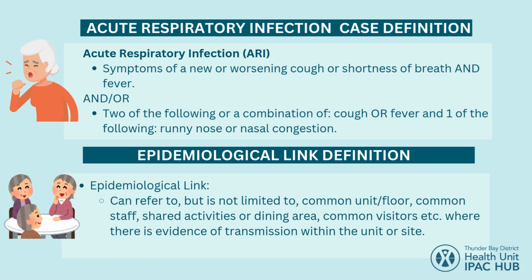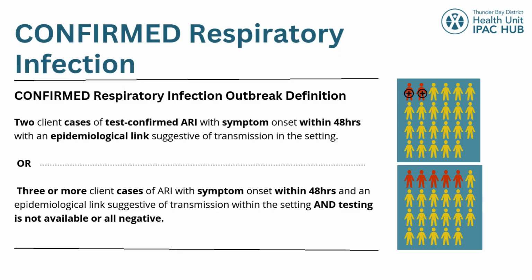It should be noted that elderly people and those who are immunocompromised may not have a fever response to respiratory infection. And that's why the second part of the definition was created, because then you could have a cough and a runny nose, or you could have cough and nasal congestion without fever being required as it is in the first part. So an epidemiological link can refer to, but is not limited to, a common unit, floor, common staff member, shared activities or dining area, a common visitor, or anywhere that there is evidence of transmission within the unit or site. A confirmed respiratory infection.